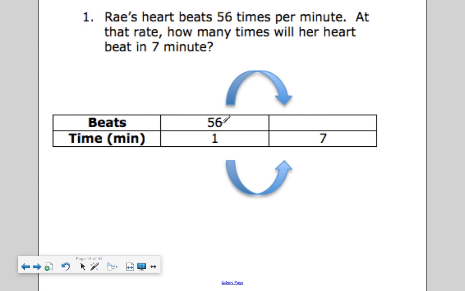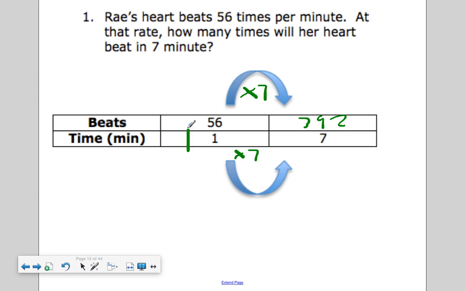Your heart beats 56 times in 1 minute. What happens if your heart beats in 7 minutes? So you could create a ratio table for 1 minute, 2 minutes, 3, 4, 5, 6, 7 minutes: 56, 112, and so on. But I would like to multiply it by a scale factor of 7. I'm scaling it forward. So if I multiply 56 times 7, that would be 392.